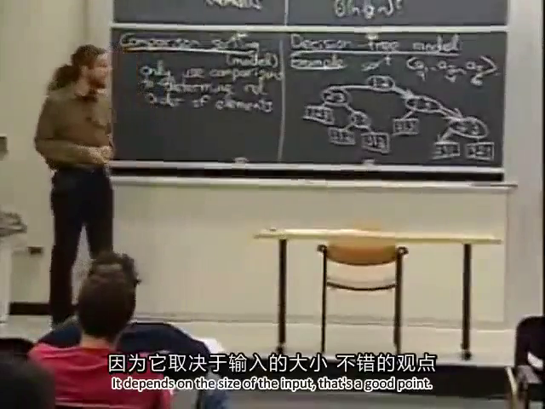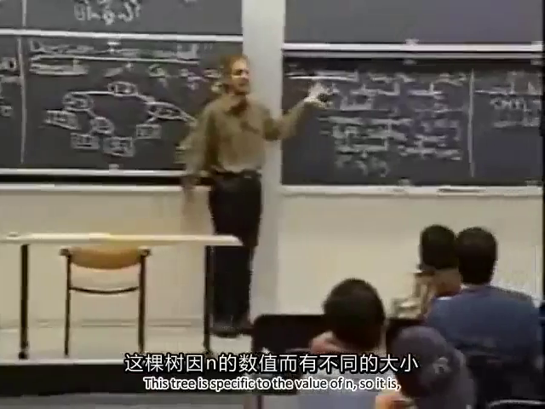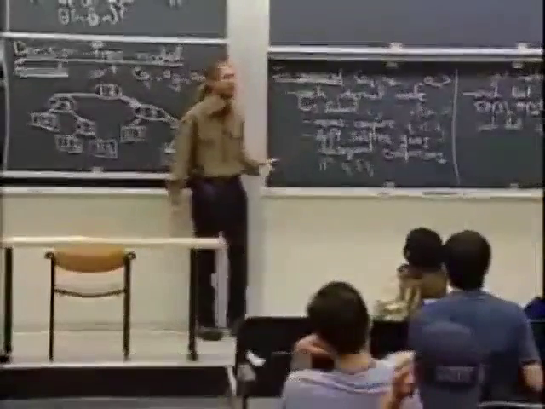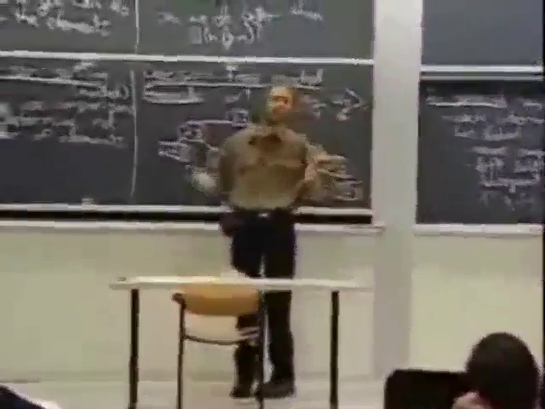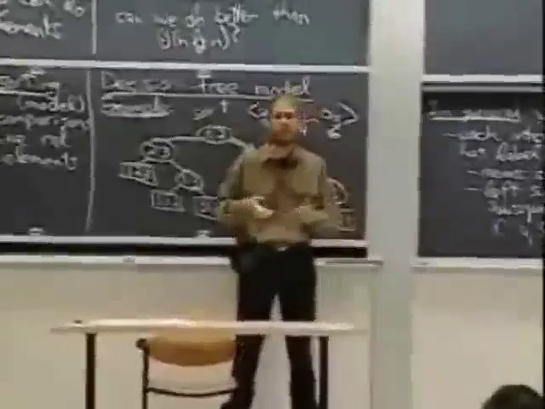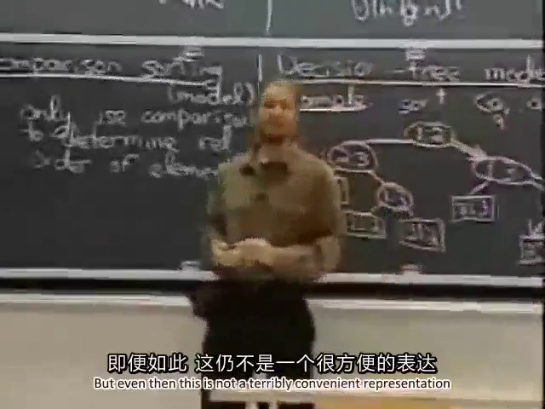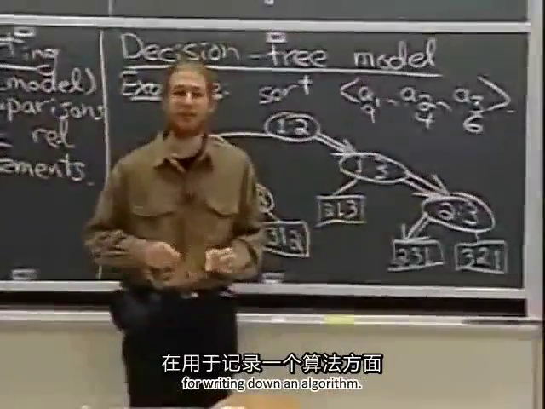It depends on the size of the input. That's a good point. So this tree is specific to the value of n. So it's in some sense not as generic. Now we could try to write down a construction for an arbitrary value of n of one of these decision trees, and that would give us sort of a real algorithm that works for any input size. But even then, this is not a terribly convenient representation for writing down an algorithm.